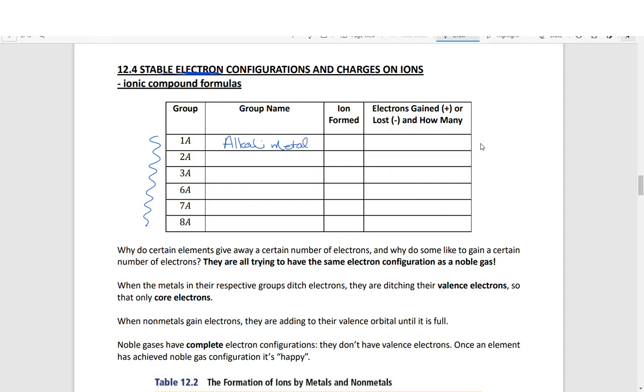Group 2 is the alkaline earth metals. Group 3 didn't really have a common name for us. Groups 4 through 6, there are names for them, but we don't use them as often, so I didn't put them in here. We had the halogens over in group 7, and we had the noble gases.